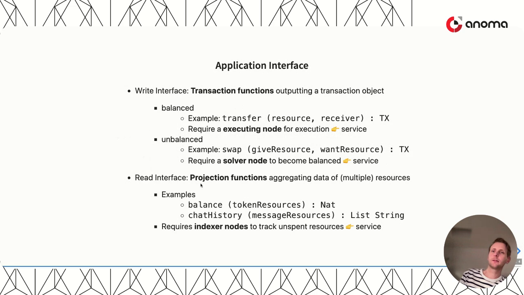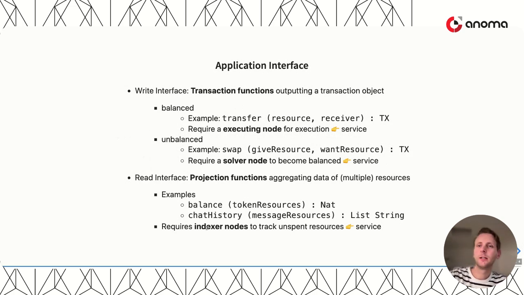The read interface that we mentioned consists of projection functions that aggregate data of multiple resources. So there would be a balance function that takes all token resources that you own as an input and gives you back the total balance that you own of this token. Another example would be a chat history function that receives all messages of a channel and gives you a list of strings that is basically your chat history.